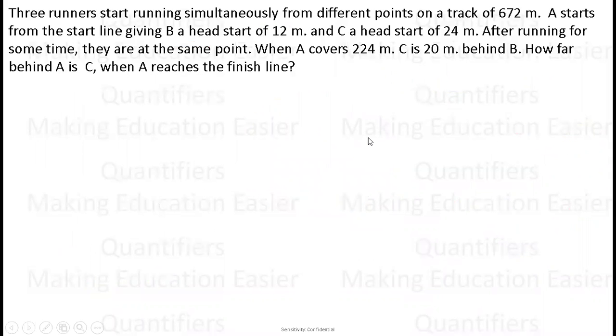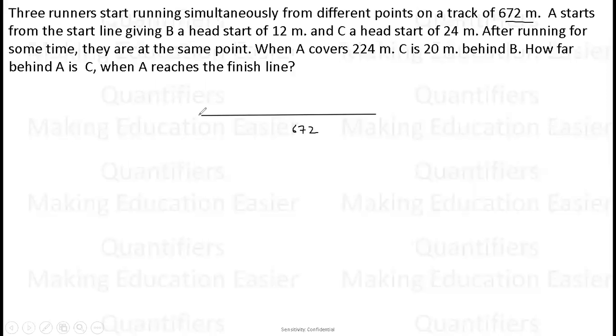Okay, students. So I hope all of you have read this question. Now, let us discuss it. So first of all, I'll draw a small diagram just to make you guys visualize. जरूरी नहीं है figures बनाना, लेकिन सिर्फ just to make you understand, I'm drawing a figure. So they are saying that track is of 672 meters. So I'll write here 672 meters.